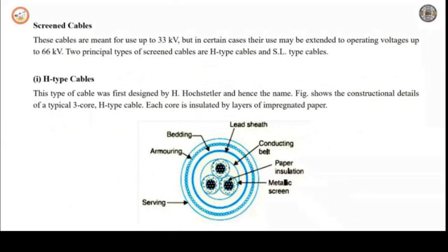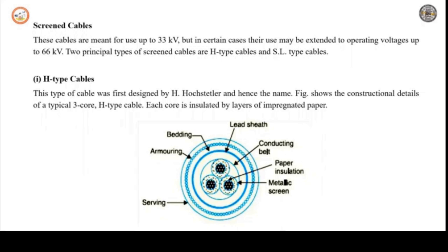Let us start today's class with screened type cables. These cables are used for the voltage levels of 22 kV and 33 kV. The two types of screened cables are H-type and SL-type cables. First, let us discuss H-type cables. The cable is designed by Hochstadter and hence the name H-type cable.